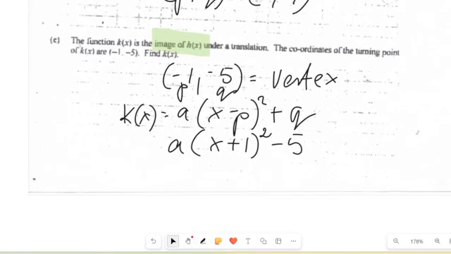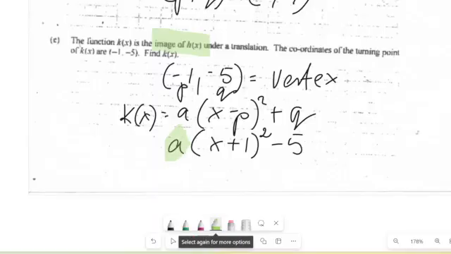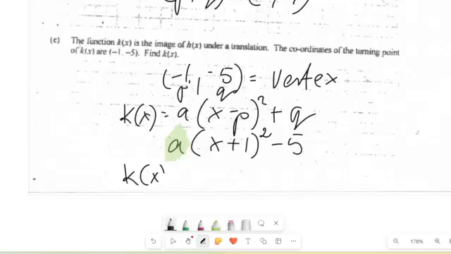The only thing that we also need to find here is my a. a is the leading coefficient. And what we know over here is that my k of x is the image of h of x. So it will be the same graph, but moved maybe into a different direction. So that means that if it's the same graph, they must have the same leading coefficient. And that leading coefficient was just 2. So at the end, my k of x can be expressed as 2(x plus 1) squared minus 5.